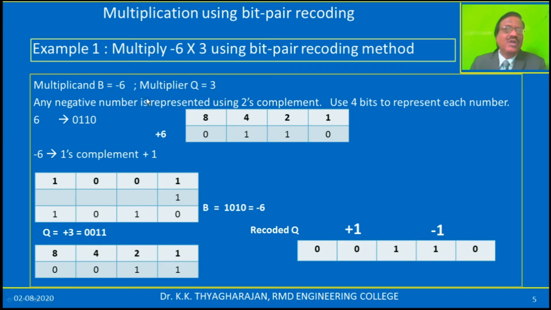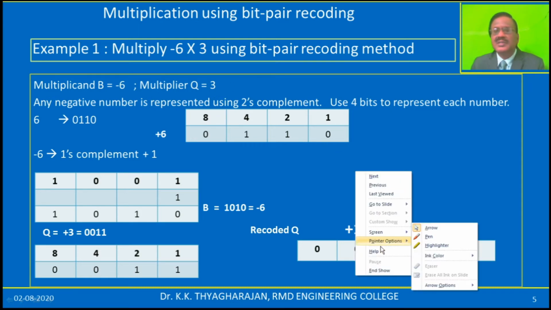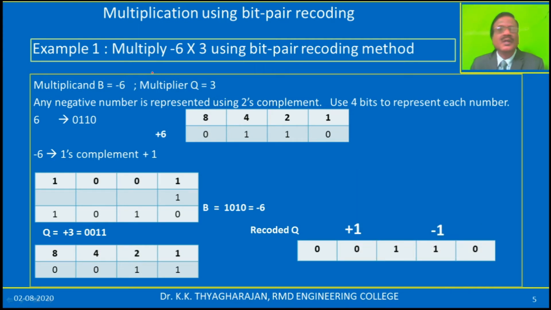Now I want to multiply minus 6 by plus 3 using the bit pair recoding method. What you have to do is convert these numbers to binary numbers first. So convert -6 to a binary number. To get -6, first you convert +6 to binary.